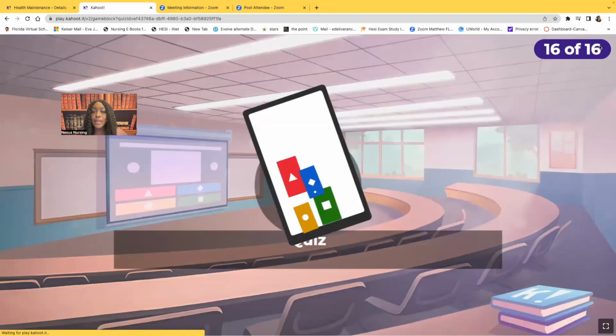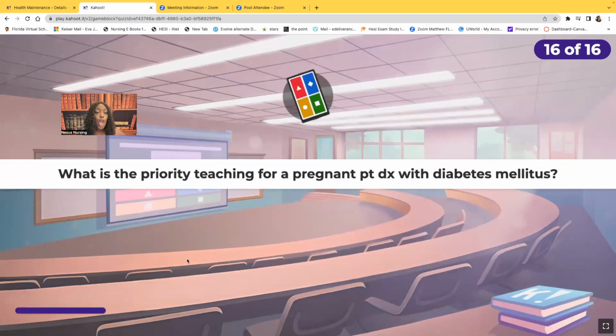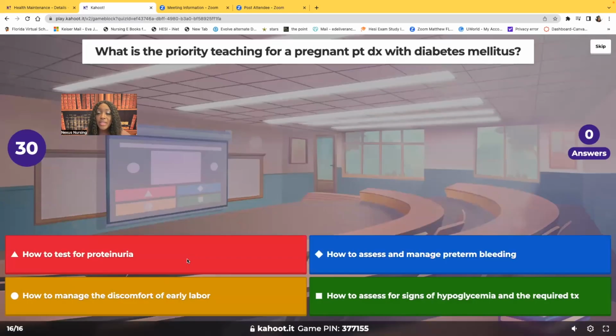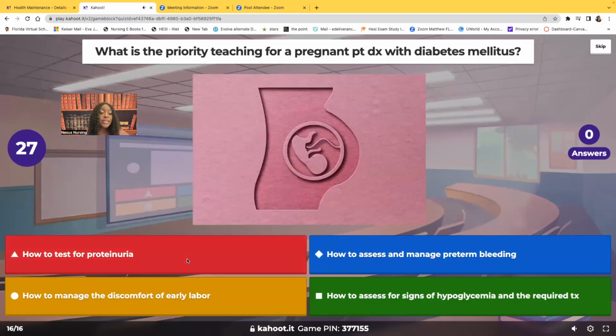Okay, last question. What is the priority teaching for a pregnant patient with diabetes mellitus? Is it to test for proteinuria? Is it how to assess and manage preterm bleeding? Is it how to manage the discomfort of early labor? Or is it how to assess for signs of hypoglycemia and the treatment required?